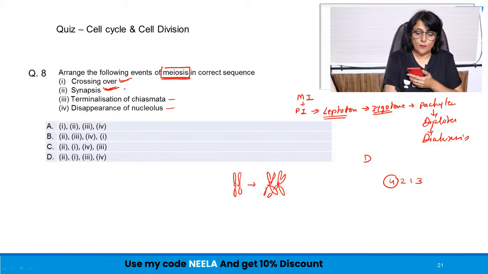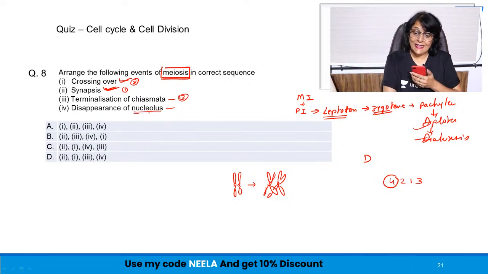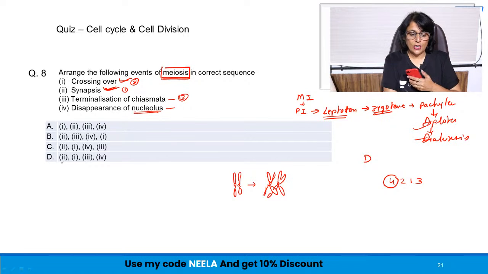So according to me, this should be 1, this should be 2, then terminalization, which starts here and is completed here, and then all those changes which take place in prophase, like dissociation of nuclear membrane and nucleolus, will take place. So it should be synapsis, crossing over, terminalization, and this should be the correct answer.